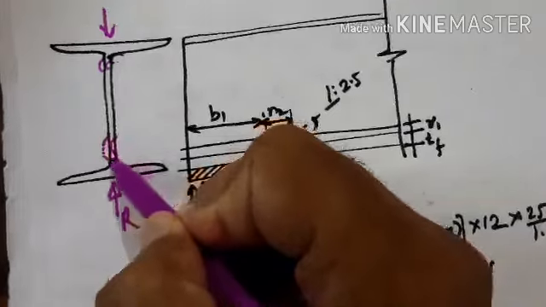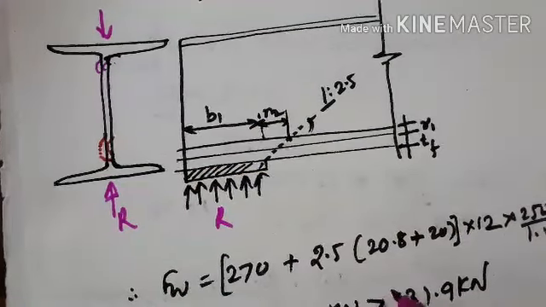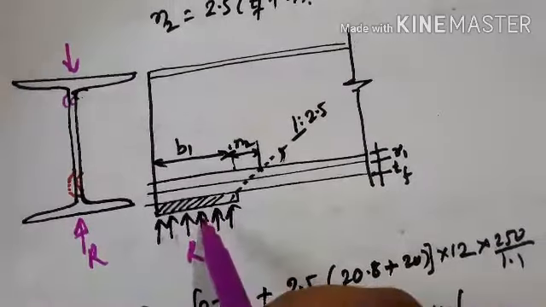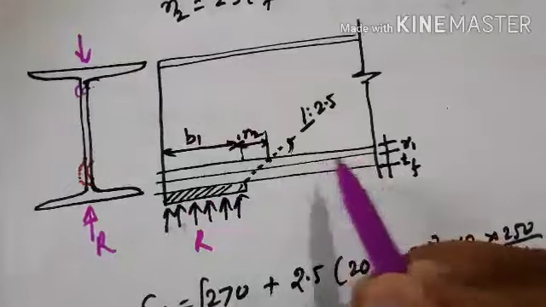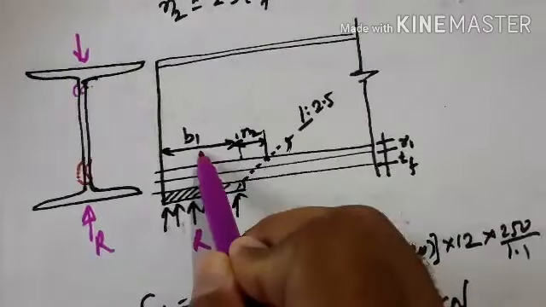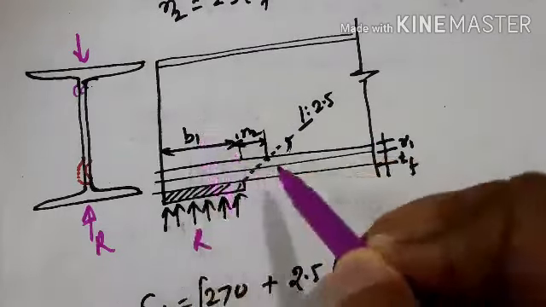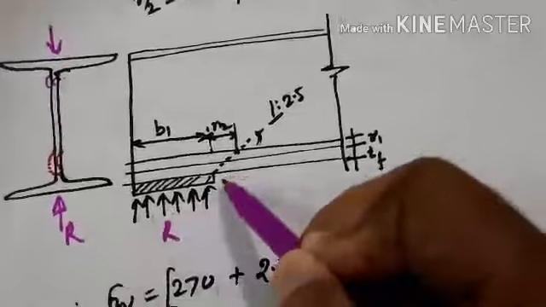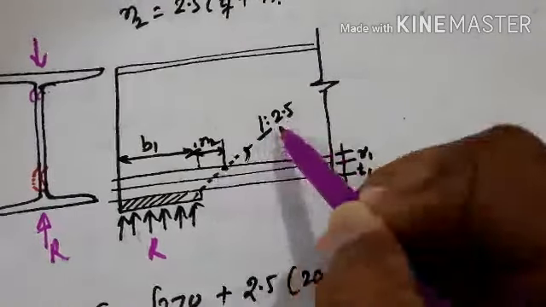Then the web is being crushed like this. It is called web crippling. Now, to avoid that, we have to disperse the load over a wider area. So here the stiff bearing length B1 is given in the problem. It is given as 270 stiff bearing, and in web crippling the load is dispersed at a slope of 1:2.5. It has been given in the code.